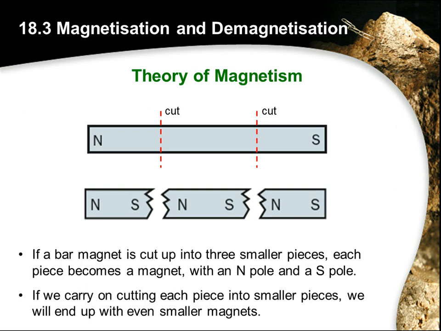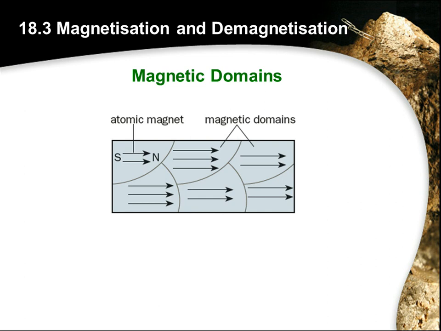How is this possible? Well, let's find out. If you continue this experiment and cut it into smaller and smaller areas, eventually you get the magnets down to almost the atomic level. And here we are looking at so-called atomic level magnets. We call them magnetic domains.